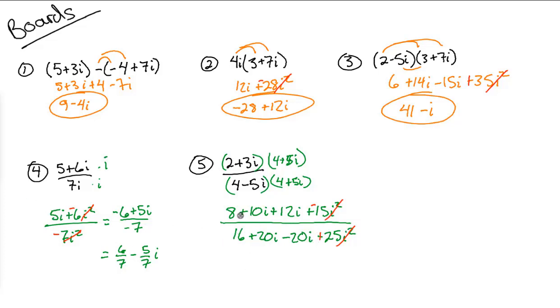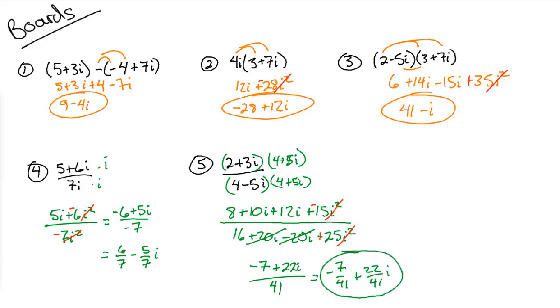Good. And then so 8 and a negative 15, that's a negative 7 plus 22i all over 16 plus 25 is a 41, and that guy is gone. So negative 7 over 41 plus 22 over 41i, and nothing really reduces. So there's our answer. Nice job.